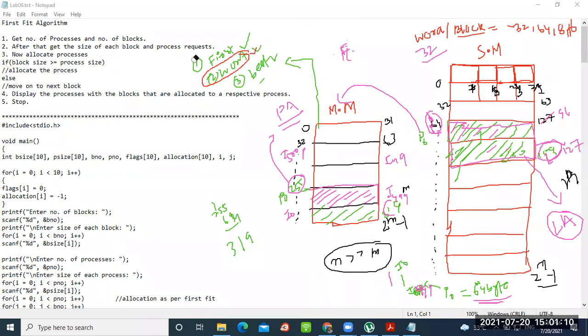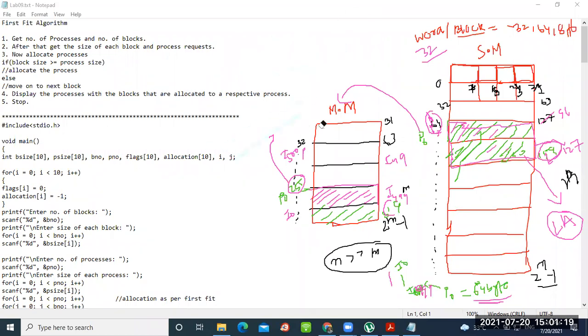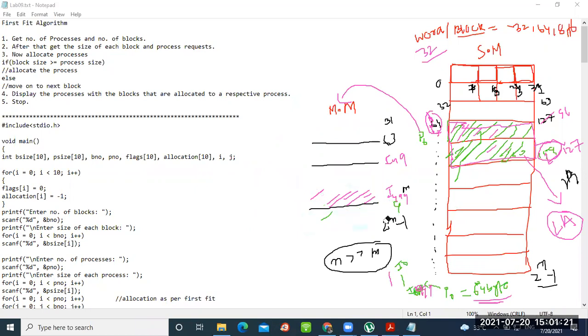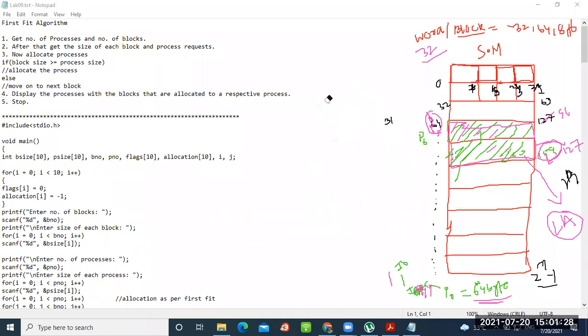Let me quickly explain these three algorithms one by one, and I will implement them and show you an example. Let me clear this. I hope it is clear to all of you what continuous allocation means. Any doubt still regarding continuous allocation?